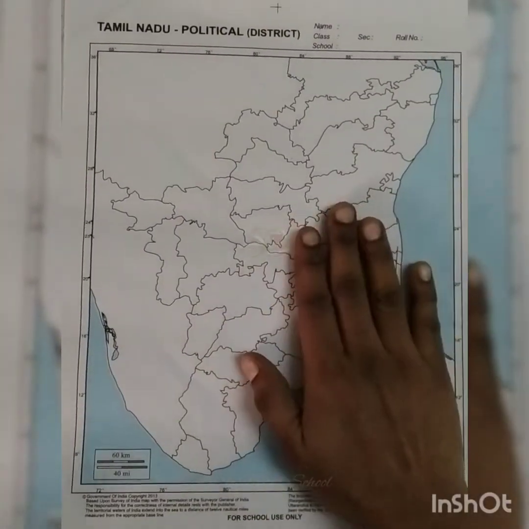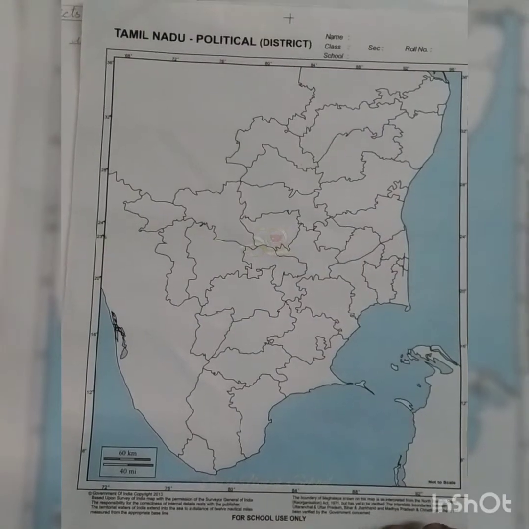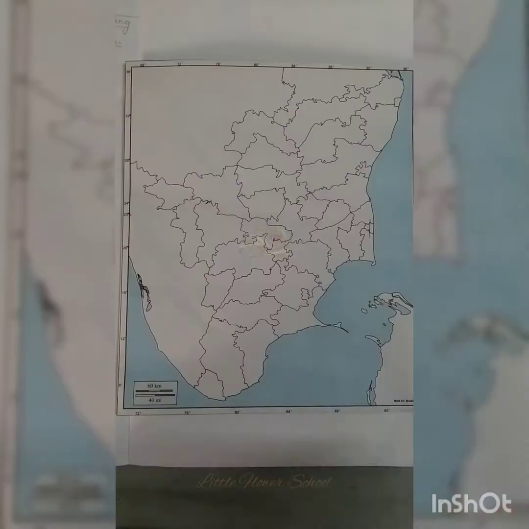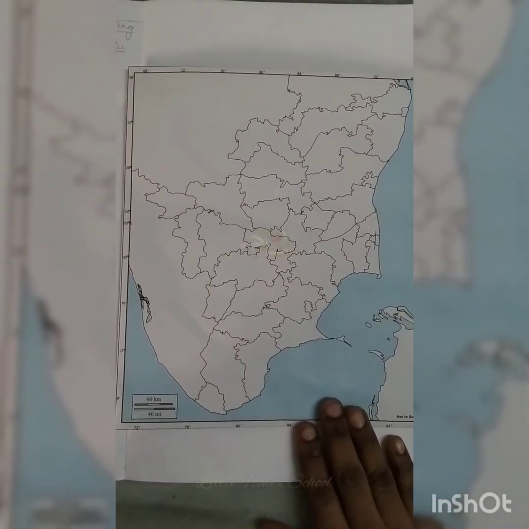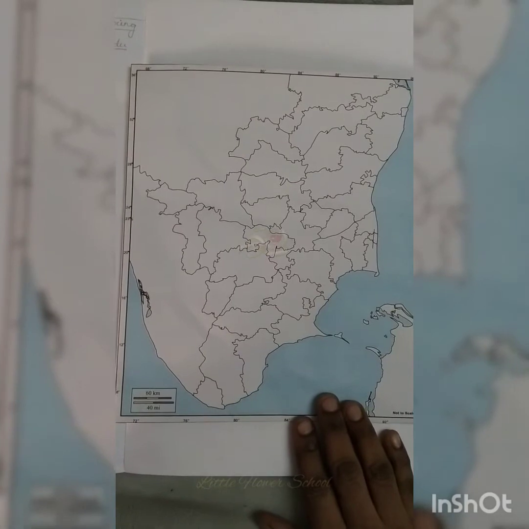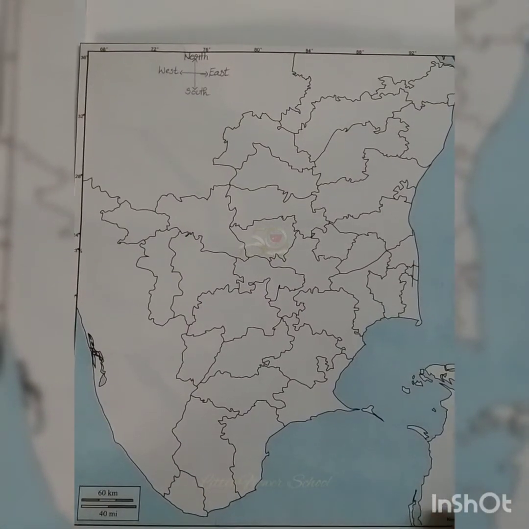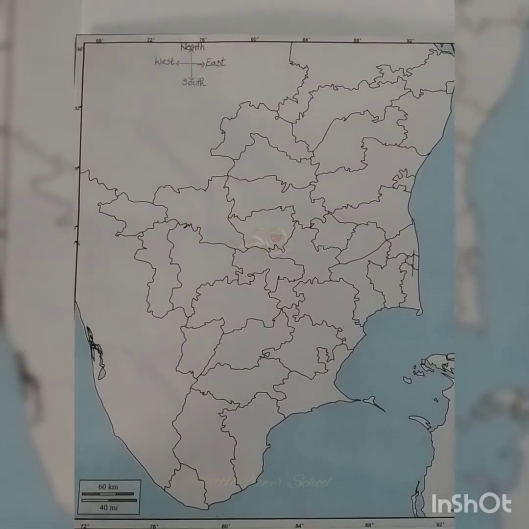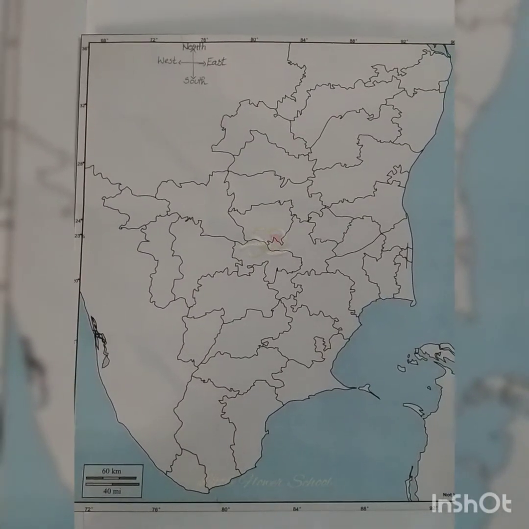Students, this is the Tamil Nadu political map. So, what you have to do? The first step, you have to fold all the 4 sides. So, fold it like this, children. Now, we are going to mark the districts, states and oceans. Always keep in mind, children, before marking the places, we have to put the directions. What are the directions, children? Very good. There are 4 directions.